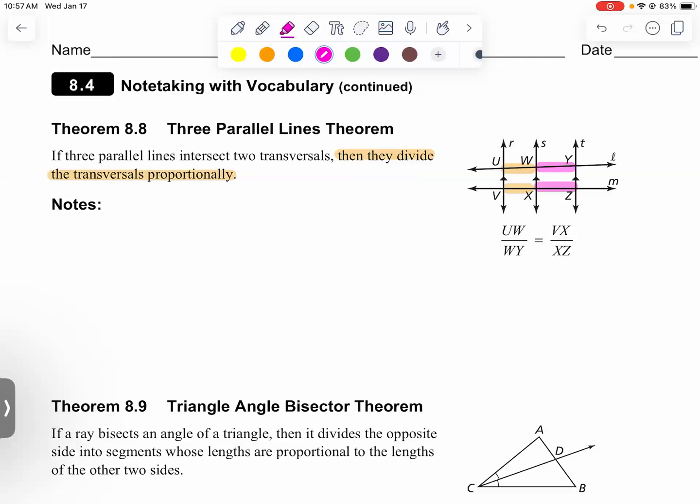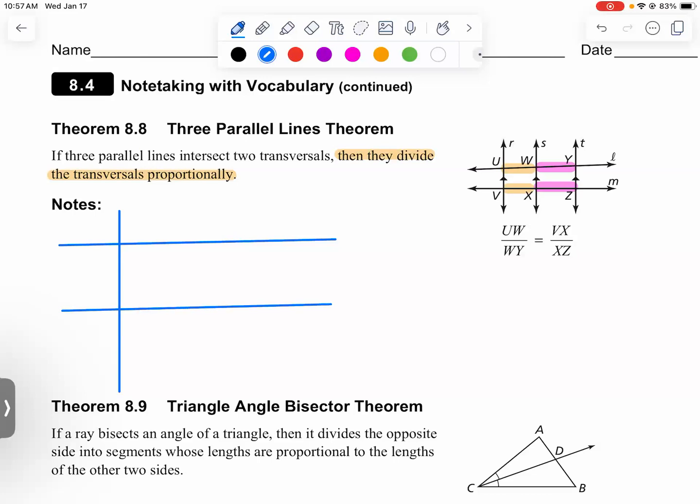So what we're going to do is draw a picture. You ready? Okay, now you draw that picture.